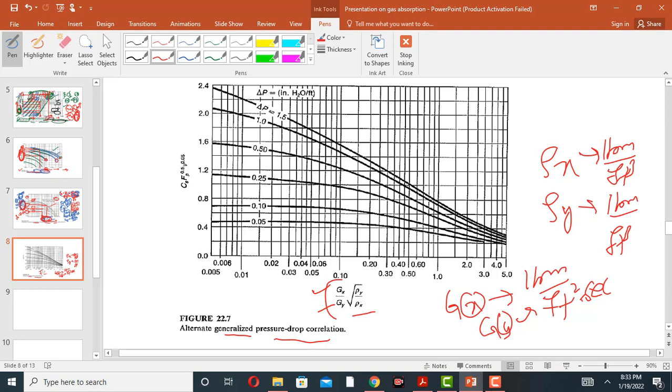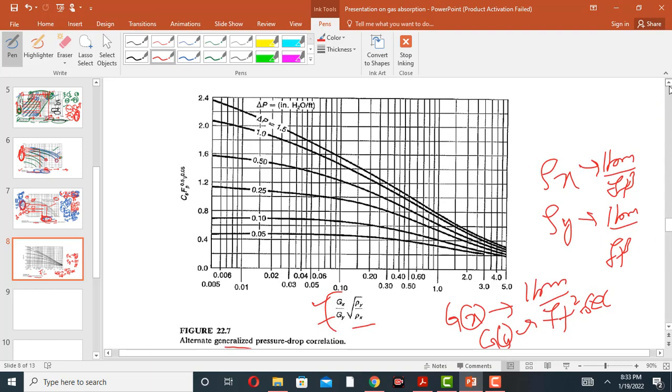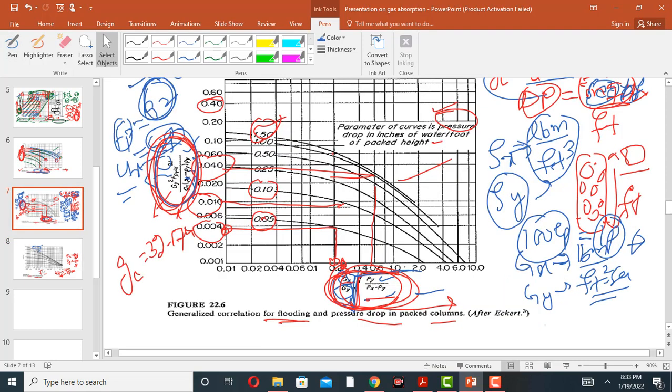This is the pressure drop. Pressure drop is in inches of water per foot of the packing height. So the pressure drop lines are 1.5, 1, 0.5, 0.25, 0.1, 0.05. These are the pressure drop values.